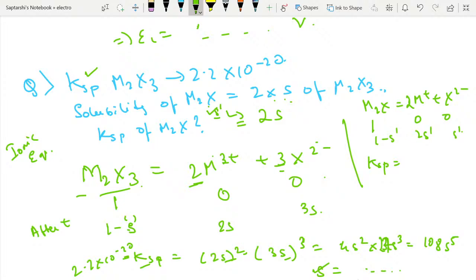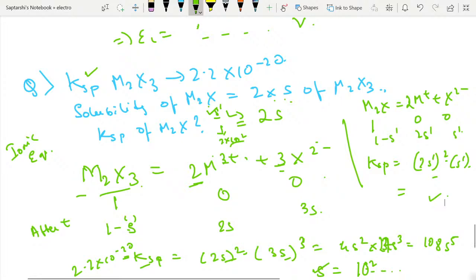This is a very big calculation I'm doing. Suppose we are getting something like 10 to the power 2. So S prime will be 2 into 10 to the power 2. This is just an assumption, I don't know what the value is, it's not given. So the KSP will be (2S prime) whole squared into S prime. You just put this value over here, and you get the KSP value of M2X. So that's how we do it. It's pretty easy, right?